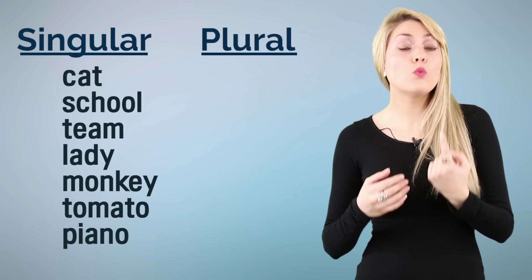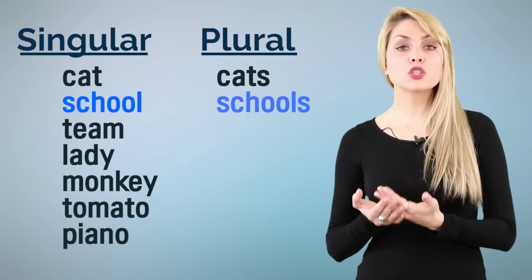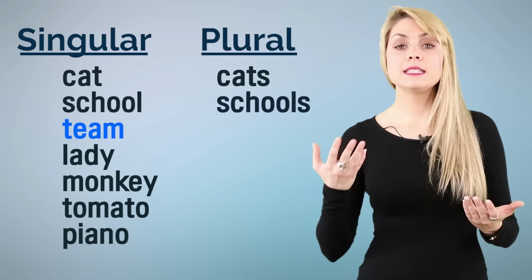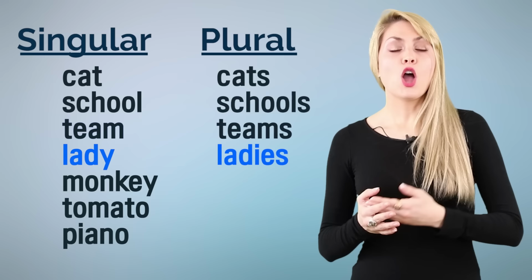Now, if we talk about plural nouns, it means more than one. So, for example, two, three, four, or many. If we take our words again, a cat becomes cats. Two cats, three cats, many cats. School becomes schools. Team becomes teams. So you just add an S. Now, lady becomes ladies. Monkey becomes monkeys.